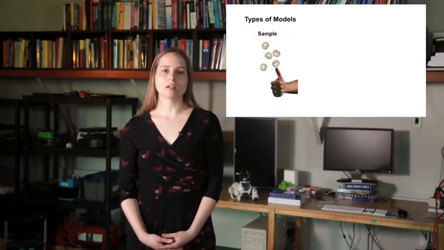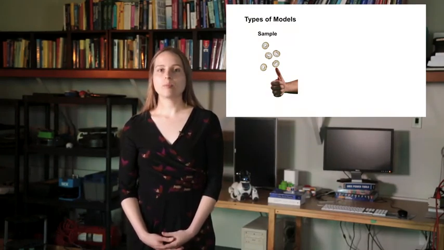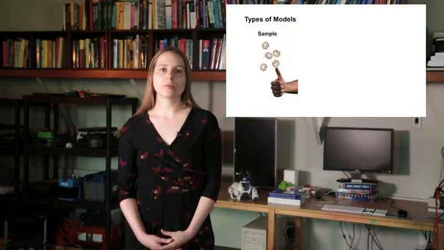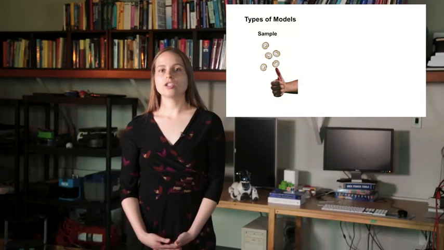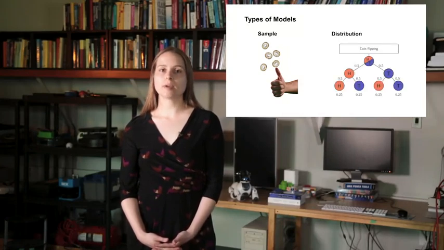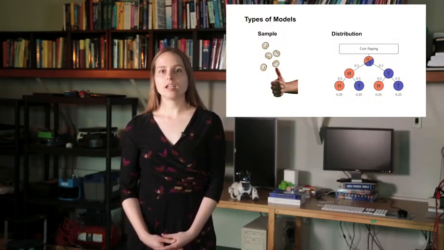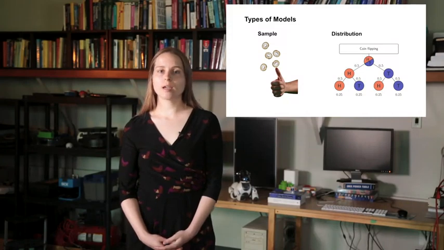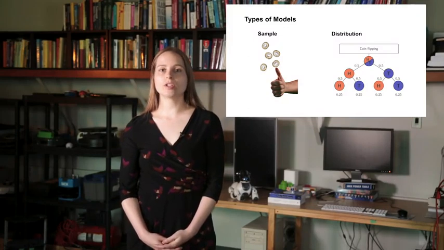One is a sample model, which produces an actual outcome drawn from some underlying probabilities. For example, a sample model for flipping a coin can generate a random sequence of heads and tails. Another type of model is a distribution model, which completely specifies the likelihood or probability of every outcome. In the coin flipping example, it would say that heads could occur 50% of the time and that tails could occur 50% of the time. It could also produce the odds of any sequence of heads and tails using this information.